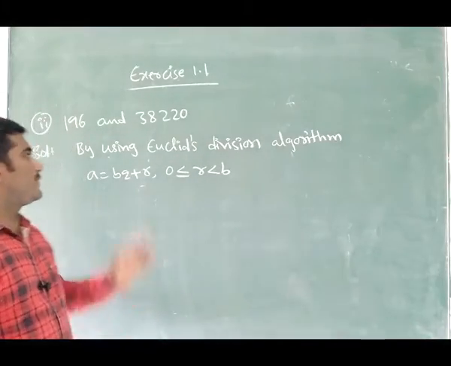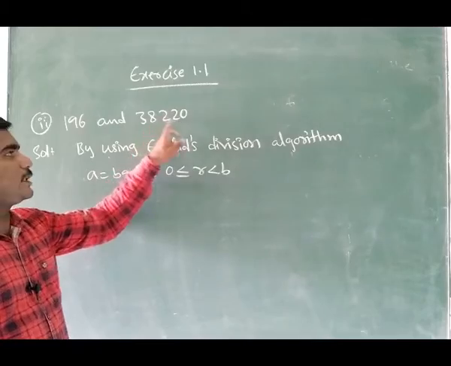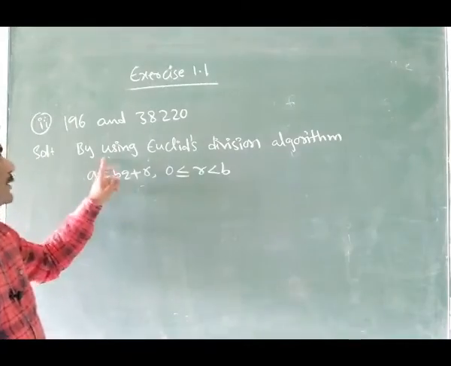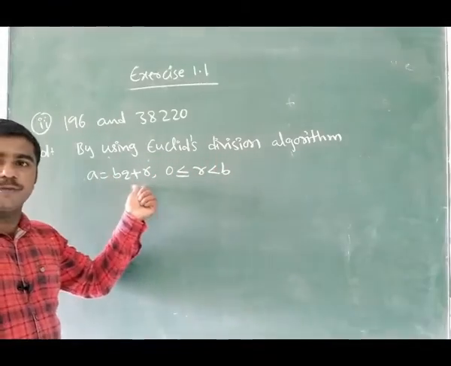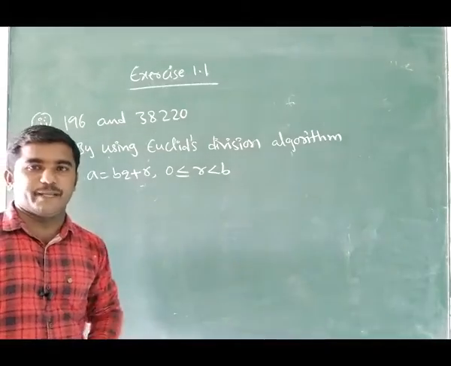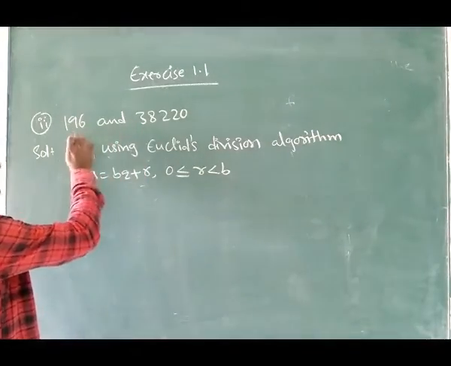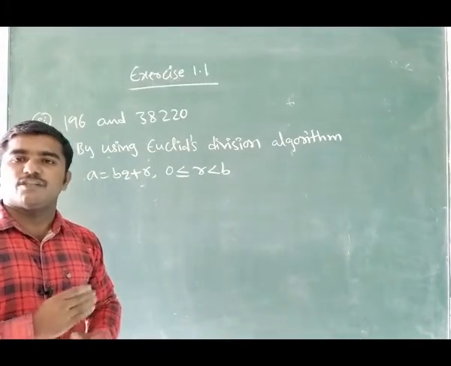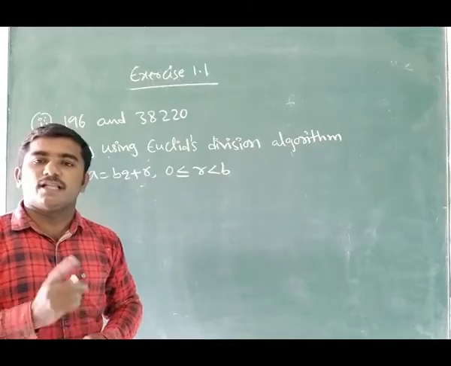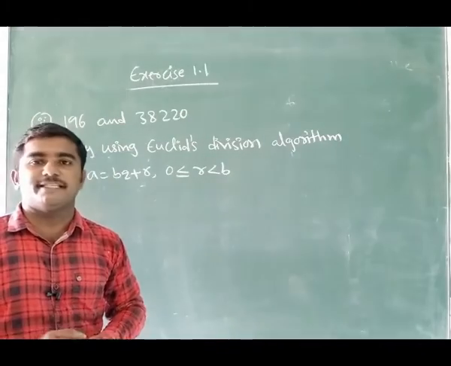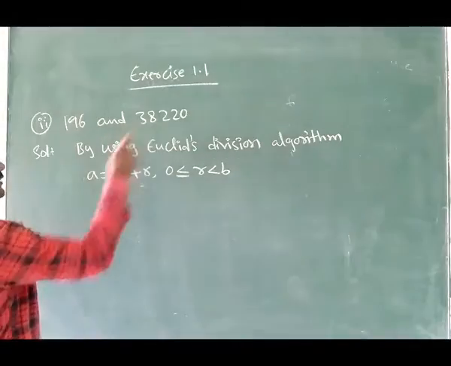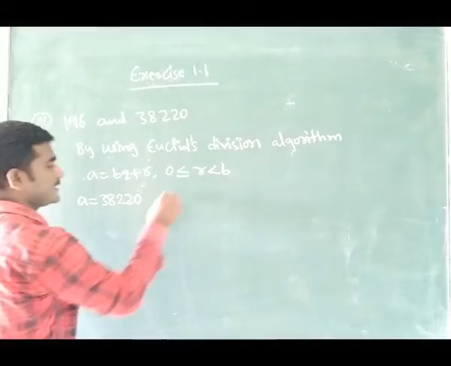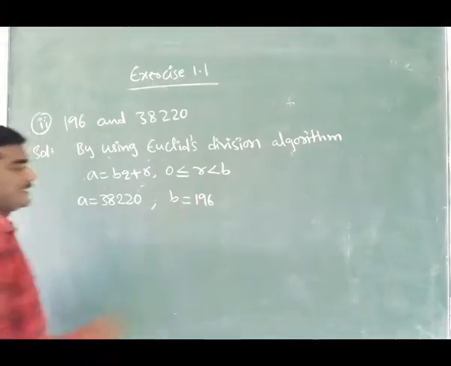So the second question in the first day: it is 196 and 38,220. Find the HCF of these two numbers by using Euclid division algorithm. A is equal to BQ plus R, 0 less than or equal to R less than B. Now, what is the A value here? The first one is not necessarily the A value, and the second one is not necessarily the B value. The larger number is the A value and the smaller number is the B value. So in this, the larger value is 38,220, so A is equal to 38,220, and the smaller number 196 is the B value.